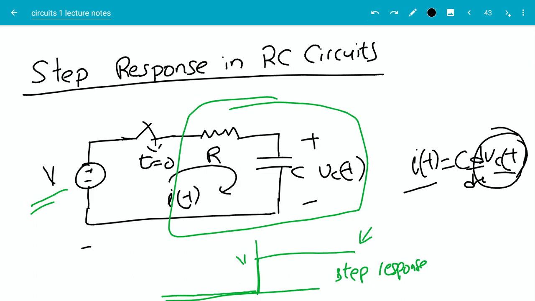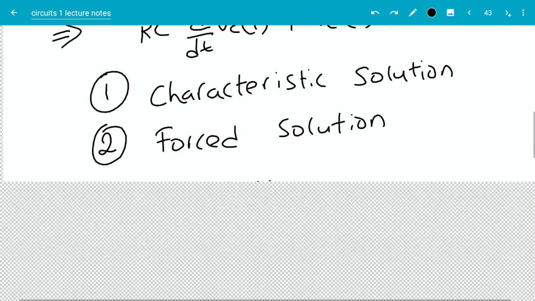And then we also talked about what happens when t equals infinity. That means we have waited a long time, everything is in steady state, the current through this circuit will be 0, and the voltage across Vc will be equal to V. So now we know two values: what is Vc of t when t is 0, and what is Vc of t when t equals infinity? We're going to use that to figure out what our constants are.